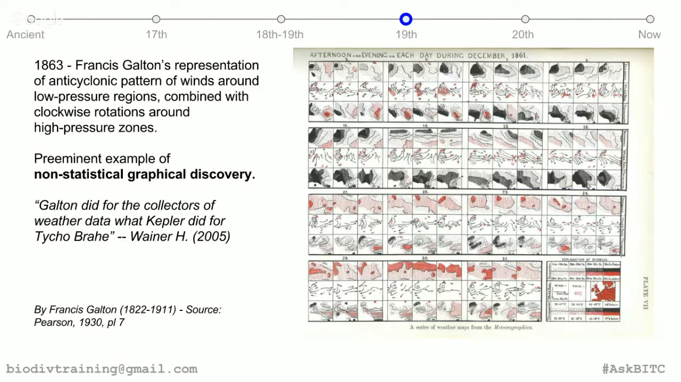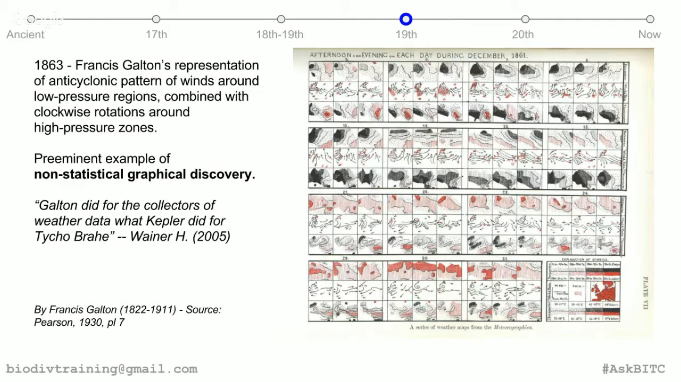Howard Wainer, a renowned American statistician, compared this work, organizing and giving sense to all these meteorological data, with what Kepler did with Tycho Brahe's set of celestial observations. It made sense of all the data that was available at that time.